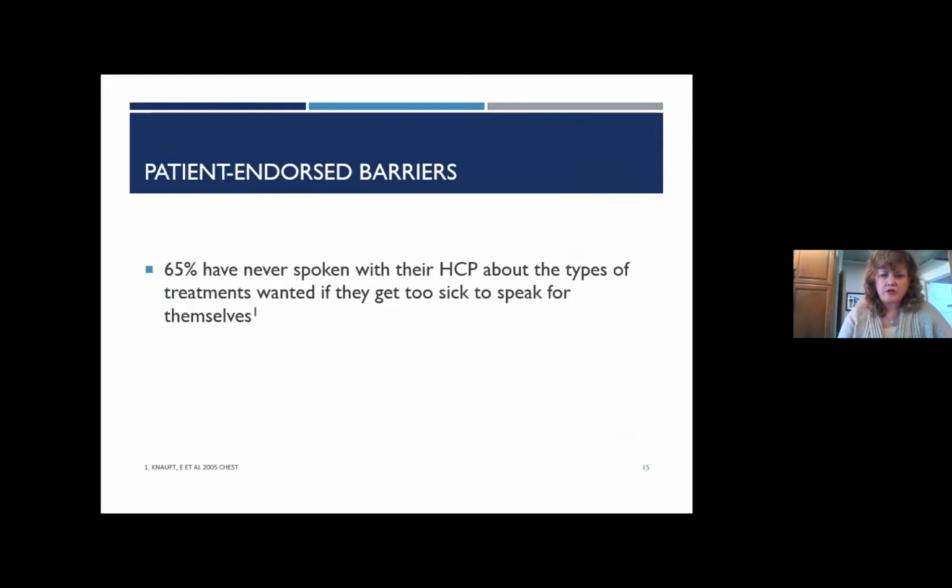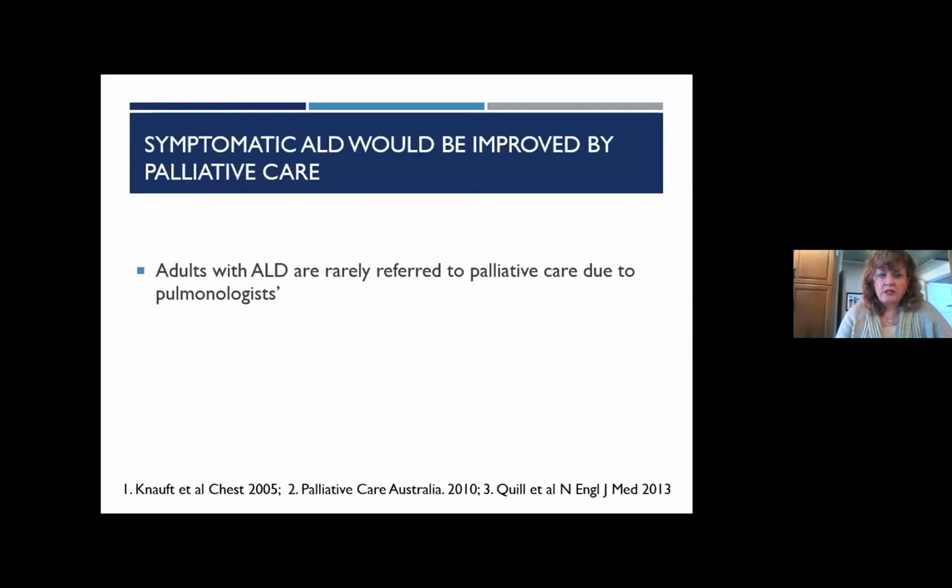But there are barriers to self-management and to getting the kind of assistance that patients might need from their healthcare team. In a study that's been reported of patient-endorsed barriers, 65% of patients with obstructive lung diseases never spoke with their healthcare professional about the types of treatment they wanted if they were to get too sick to speak for themselves. And three-quarters would rather concentrate on staying alive than talk about death. But symptomatic advanced lung disease would be improved by palliative care.